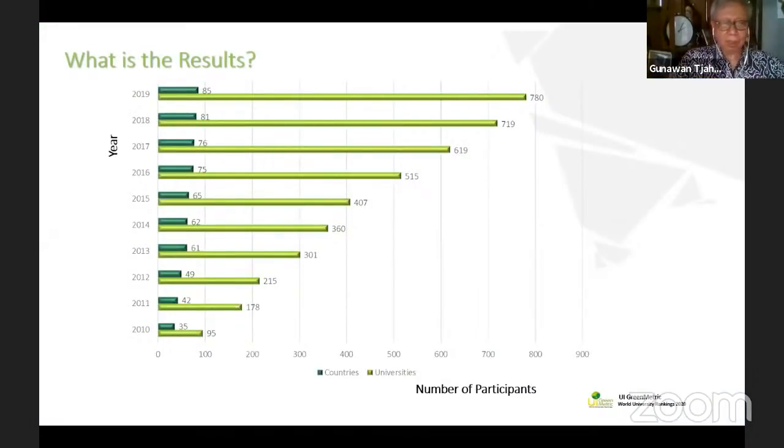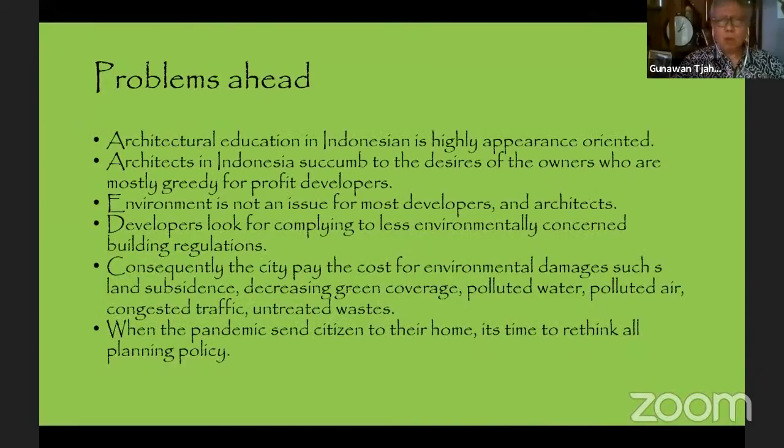This just shows you that in 2010, at the bottom, only 95 universities in 35 countries participated. So in 2019 we have 780 in 85 countries. What will be the problems ahead?